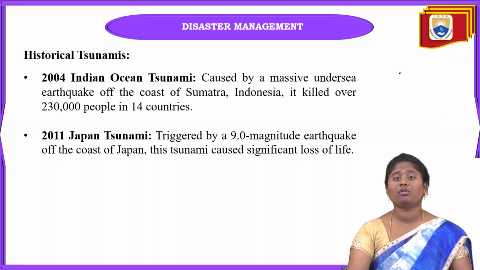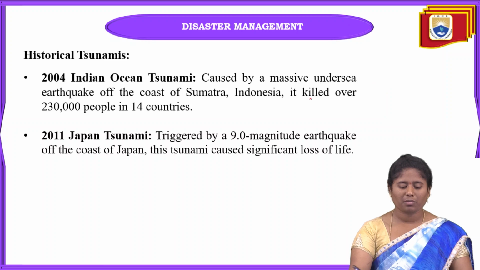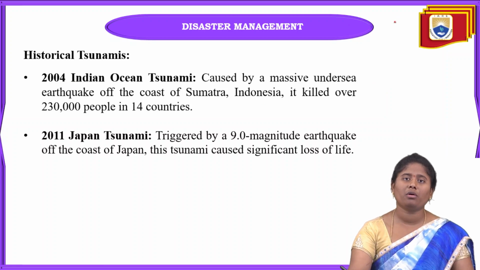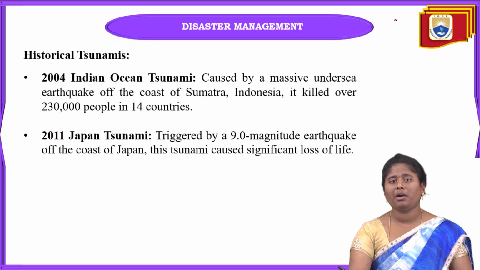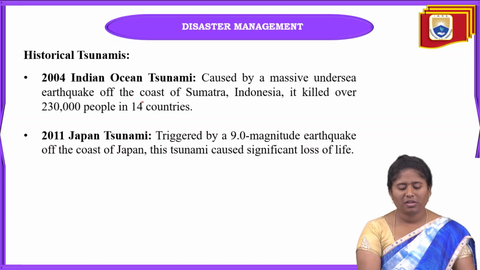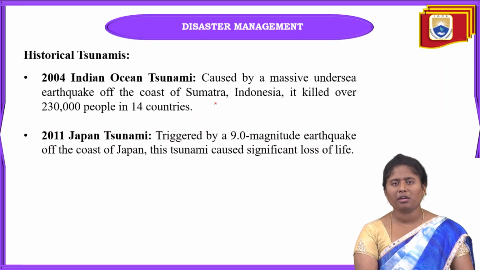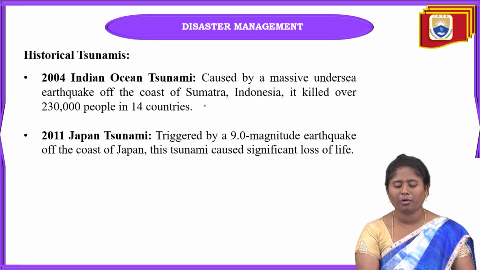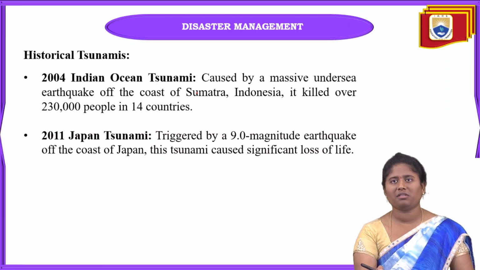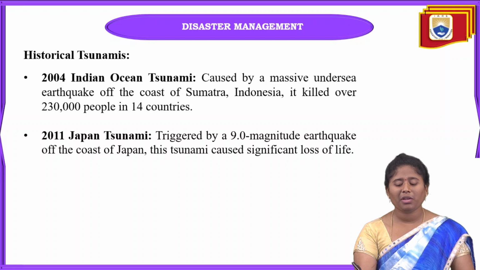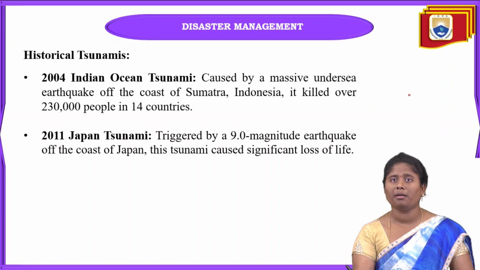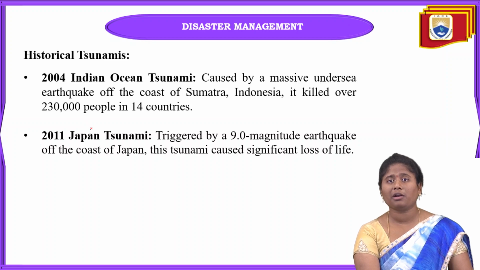And here are the historical tsunamis, some of the major tsunamis that have occurred. The first one is the 2004 tsunami that occurred in the Indian Ocean due to an earthquake. The people near the Indian Ocean, like Indonesia and the Sumatra region, were affected. Due to this Indian Ocean earthquake, tsunamis occurred in 14 countries. At that time, we lost almost 230,000 people.